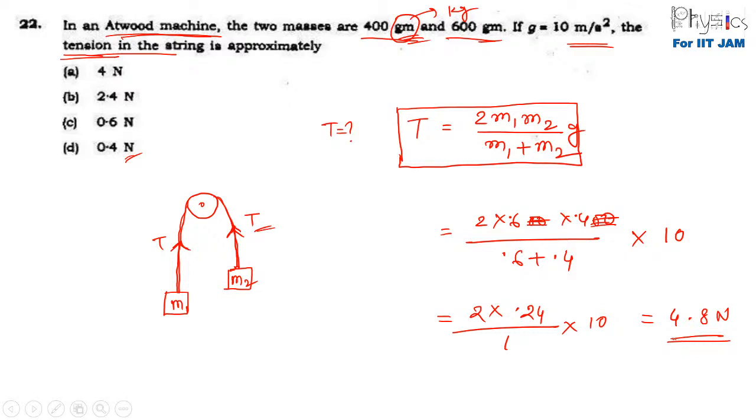Now in our options, no one is 4.8 Newton, because if we round it off, then it becomes 5 Newton, right? But no one is 5 Newton, right? But we have 4 Newton here, and you are asked to answer the approximate value. So it is option A, 4 Newton. So our correct answer is option A, 4 Newton.